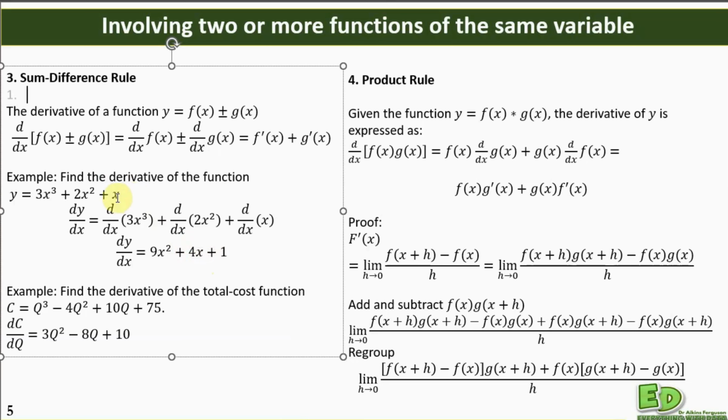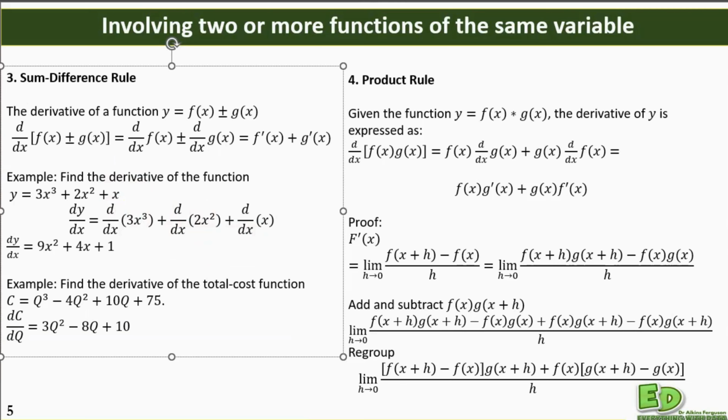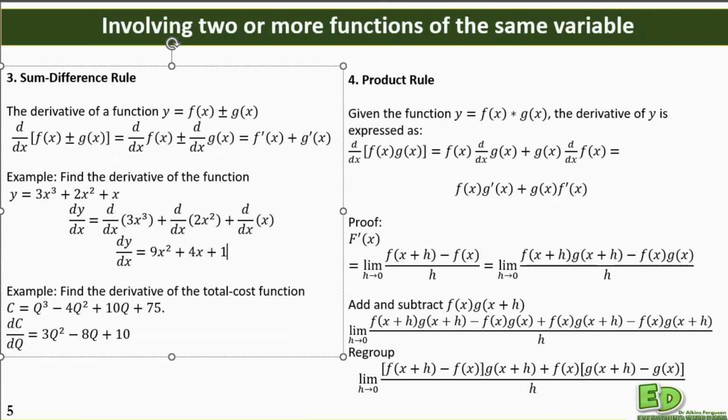Then the last term is what? x. If you differentiate x, you get 1. So the differential of x is 1, right? Okay. It means that the differential of the function y equals 3x cubed plus 2x squared plus x is equal to 9x squared plus 4x plus 1. That is the differential of the function.